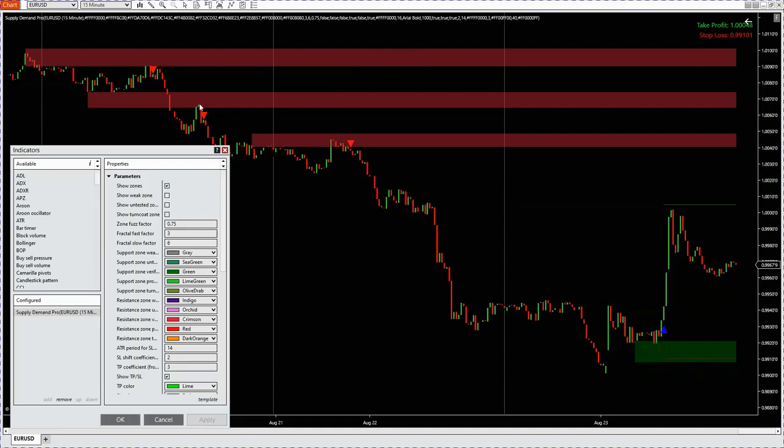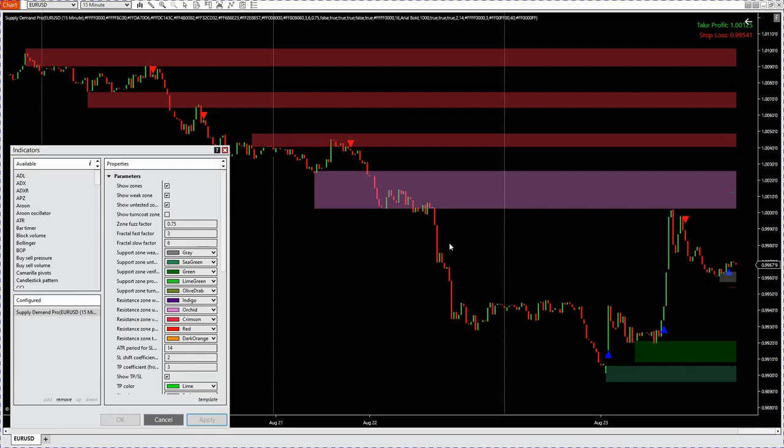And you can see here, this is just the zones, okay? And you have the resistance zones here, or the supply zones, and the demand zone here. And if I check off the weak zones and hit apply, it added this weak zone here. And then I can add the next one, that's the untested zone, and I apply, and you can see.